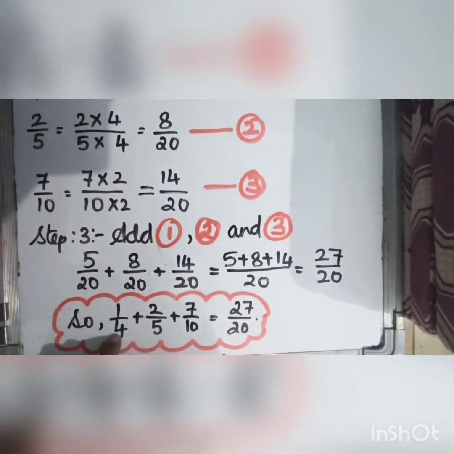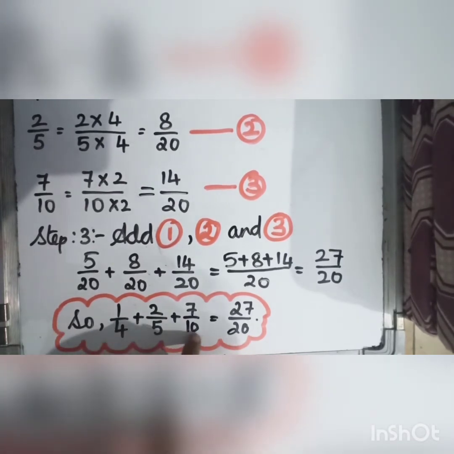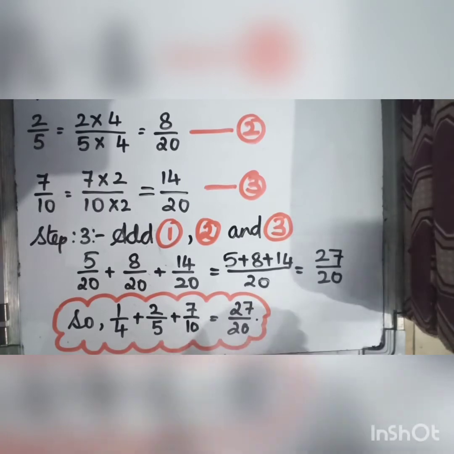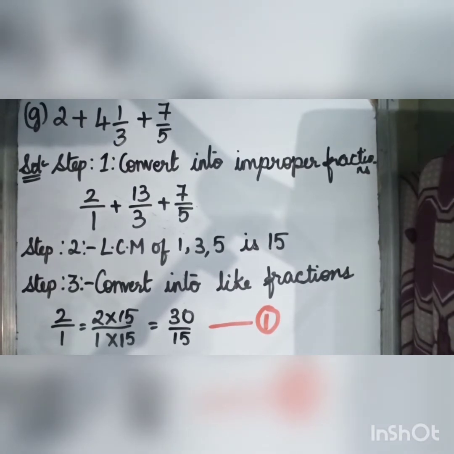What is the given question? 1 by 4 plus 2 by 5 plus 7 by 10. When I add, I get 27 by 20. Next, let's go to the G bit, that is 2 plus 4 1 by 3 plus 7 by 5.